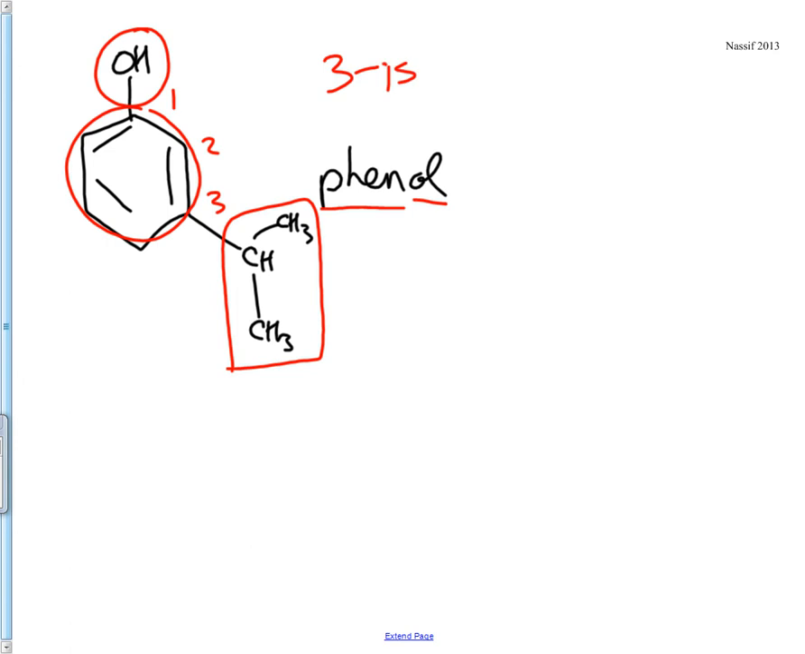3-isopropyl phenol. Now, some of you may ask, why don't we have to put the number 1 for the OH on the phenol group? This is because when we're naming phenol, and we use the name phenol, we automatically, as organic chemists, assume that the alcohol is on position number 1.